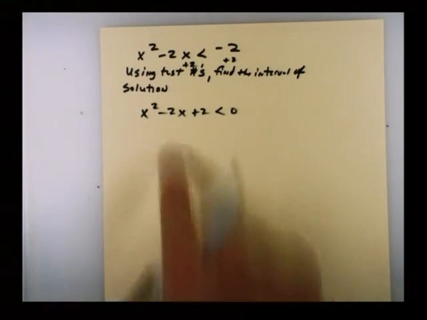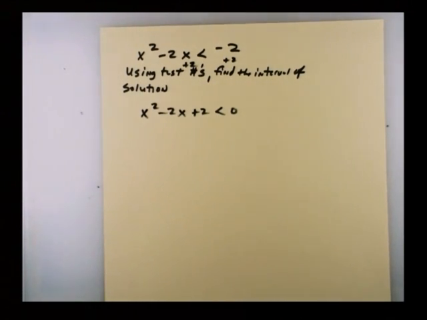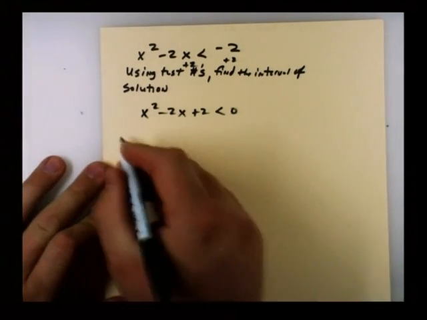Now, let's try to factor. What numbers multiply to 2 and add to negative 2? I'll give you a second to work on that. Hopefully you're saying to yourself, none. When that doesn't work, what do you have to do? Well, you've got 2 options left. You can either complete the square, or you can use the quadratic formula. I'm going to use the quadratic formula for this one.